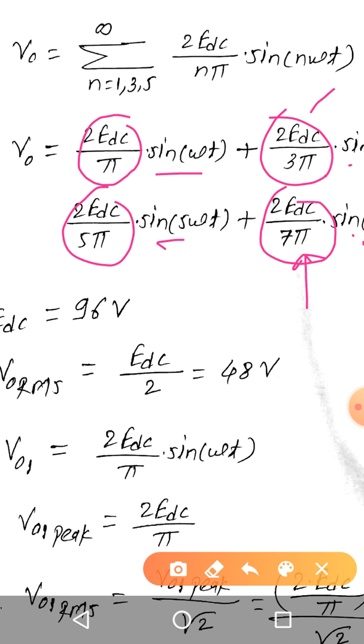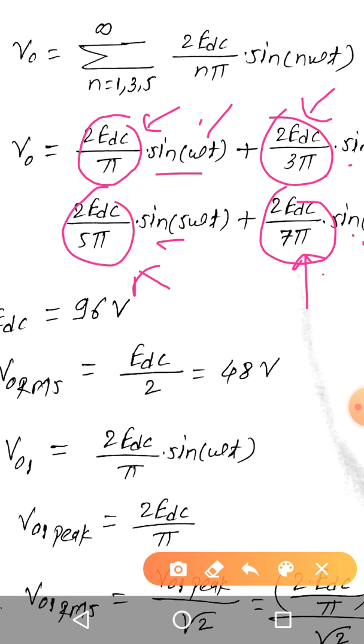Yes, so the peak value of the third harmonic component output voltage is 1/3 of the fundamental. Similarly, the fifth harmonic output voltage peak value is 1/5 of the fundamental, and the seventh harmonic is 1/7 of the fundamental, right? Can we say that as the order of the harmonic goes on increasing, its peak output voltage goes on decreasing? If the peak value decreases, then definitely the RMS value will decrease. Next, what about the frequency of the fundamental component?